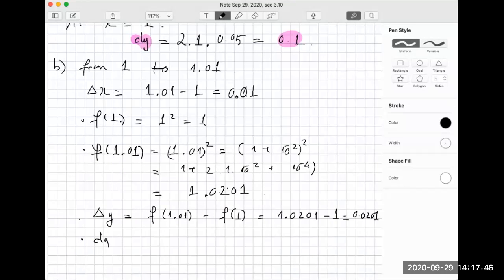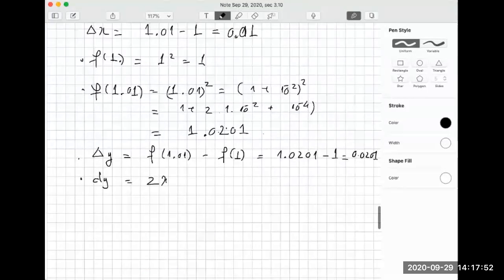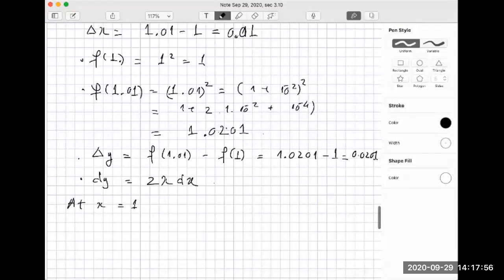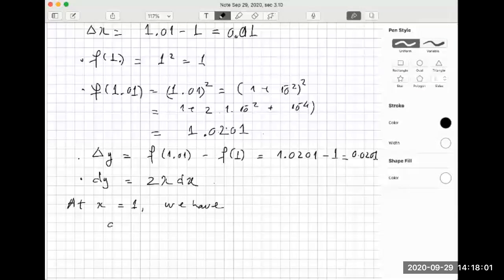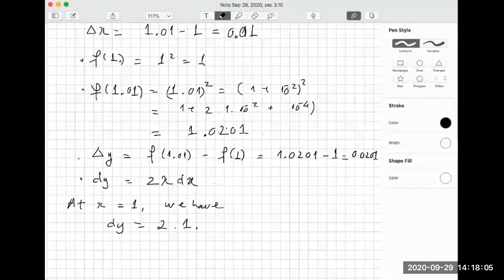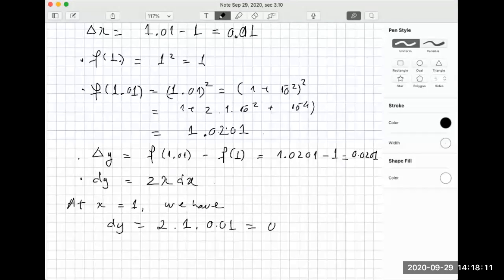And the same story. dy will be 2x dx, therefore at x is equal to 1, we have dy will be 2 times 1 times dx. In this case, it is very good. And in the end, it will be 0.02. Okay.